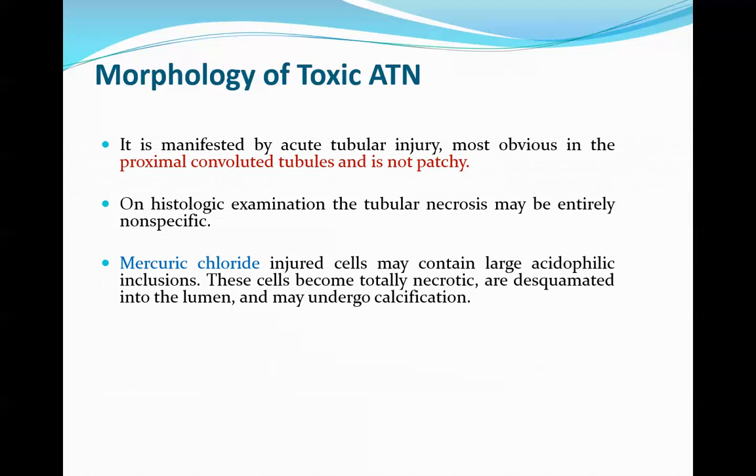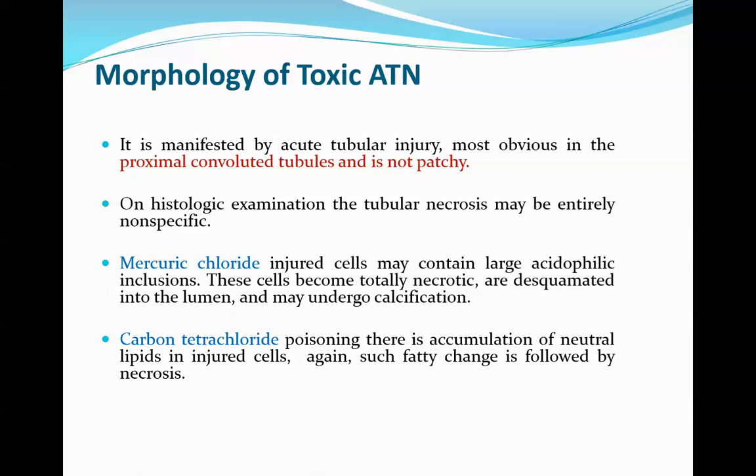These cells become totally necrotic and desquamated. You know, when it becomes necrotic, it will leave the basement membrane, come into the center, into the lumen, and they undergo calcification. So two important things will be noted. For example, if a patient has mercury chloride poisoning, you will see two things in the tubule. Number one is a large acidophilic inclusion, and number two, calcification, right? They are desquamated and you see calcification in the cell. Means the cells are being affected by mercury chloride.